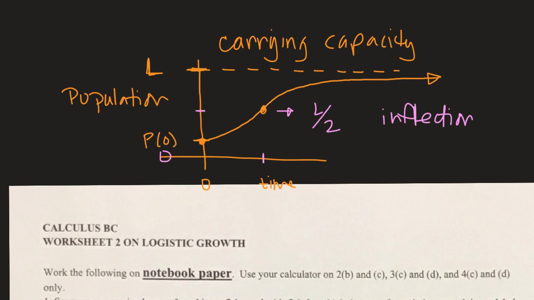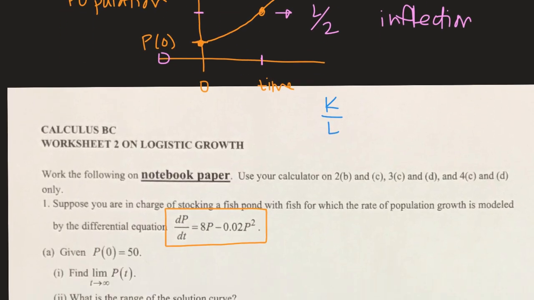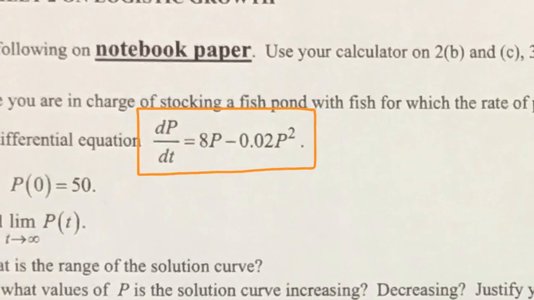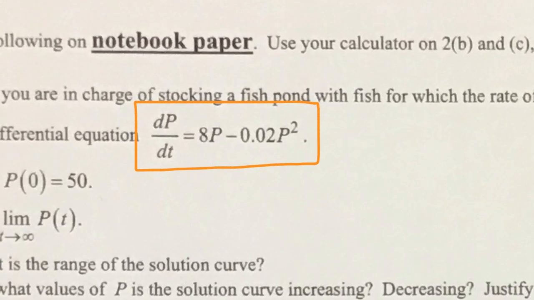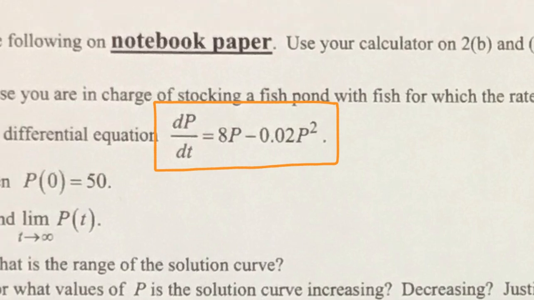What are some other things that are good to know? We have a ratio. If we compare K over L, that's going to be the ratio we're looking at. K is your constant. These are all constants of proportions and growth rates. So here we have our equation, 8p minus 0.02p squared, with our initial condition of having 50 fish to start with. That's the population at the beginning.